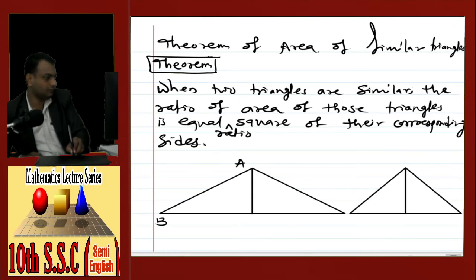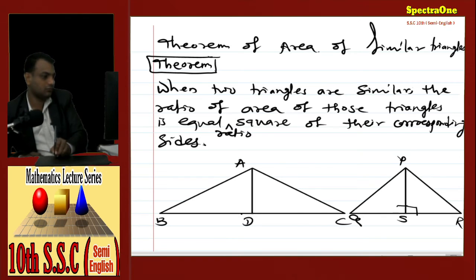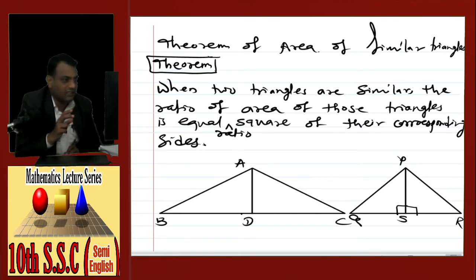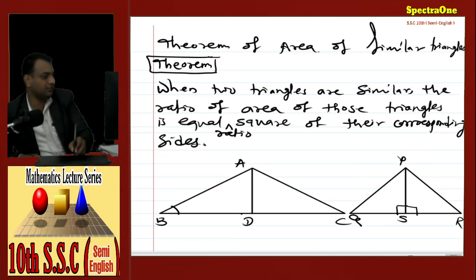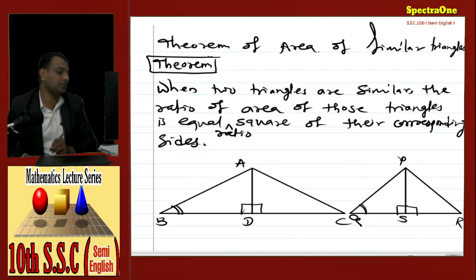ABC, whose height is equal to AD, perpendicular down. That means that angle is 90. This angle is 90, means this angle is also 90. P, Q, R. When we say that two triangles are similar, that means this side is similar to this side.